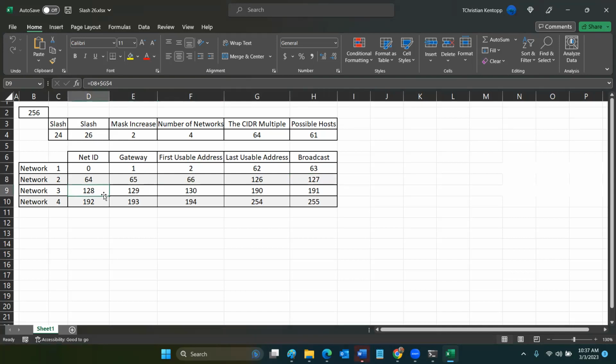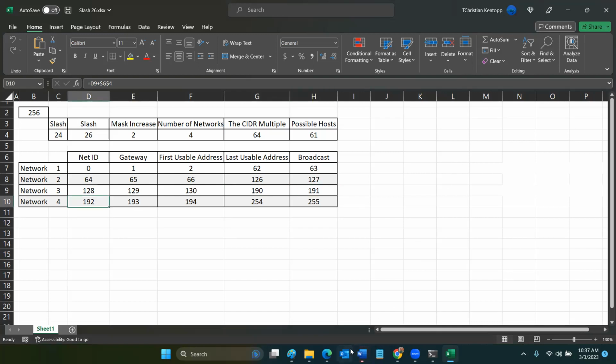The network ID for the third network is 192.168.1.128. The gateway is .129. The first usable address is 130. The last usable address is 190. The broadcast address is 191. And there you have it.